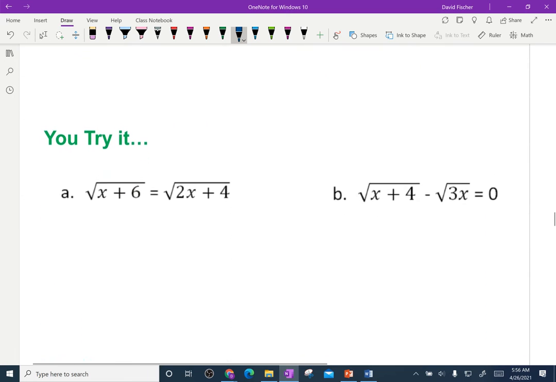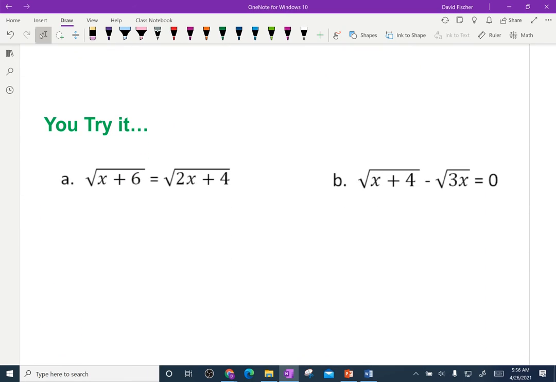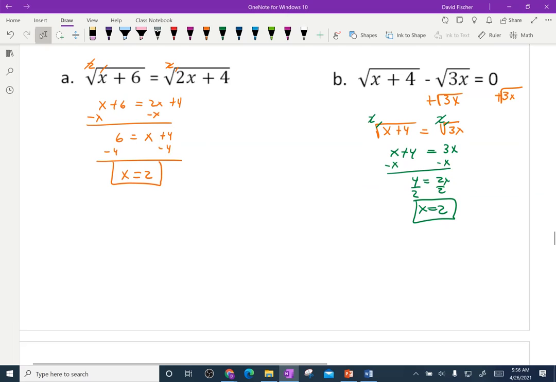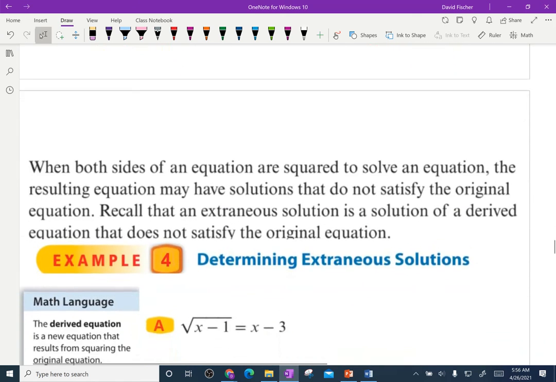All right, give these 2 a shot real quick. We're moving right through this lesson today. Okay, let's see how you did on these 2. Look at that, I got 2 for both of them. Interesting. Okay. All right, let's move on and wrap this up here.